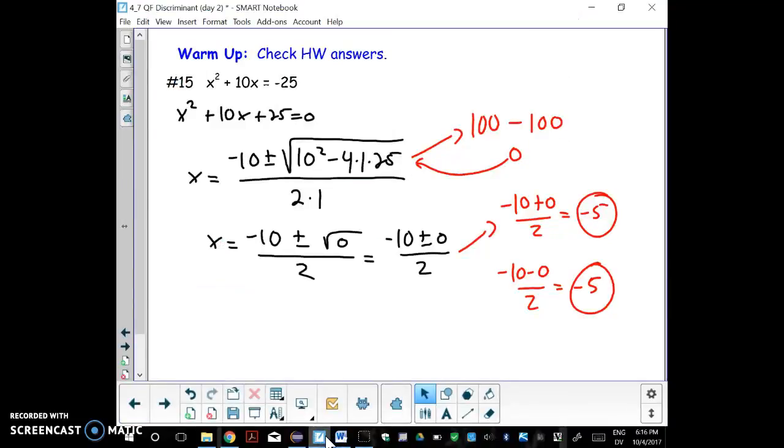Okay, hello. Today's lesson is going to be a follow-up to yesterday about the quadratic formula. We're going to learn something about the discriminant. But before we dive into this, just a quick check from yesterday.